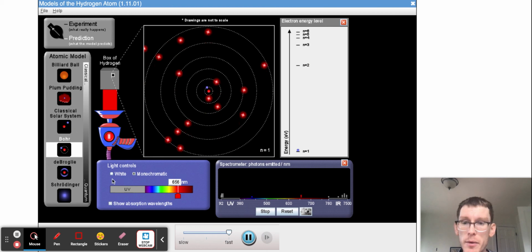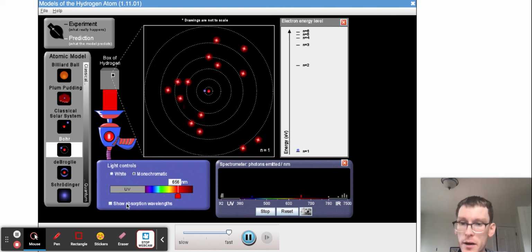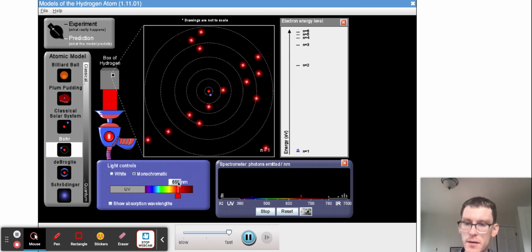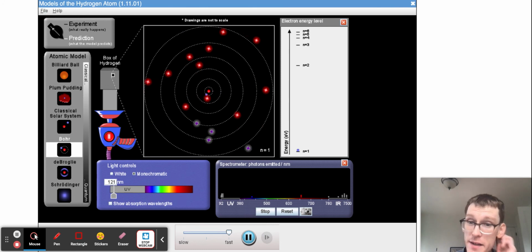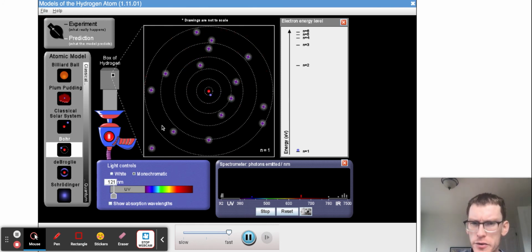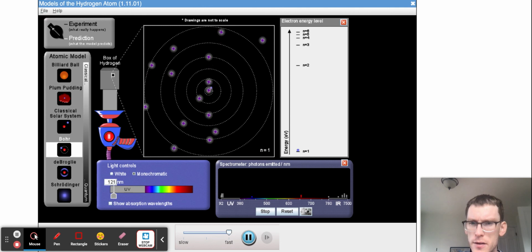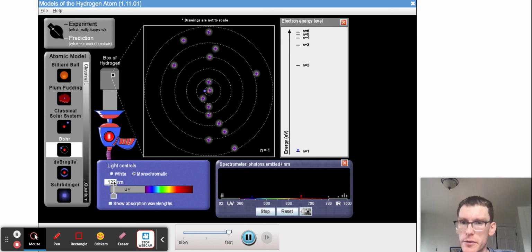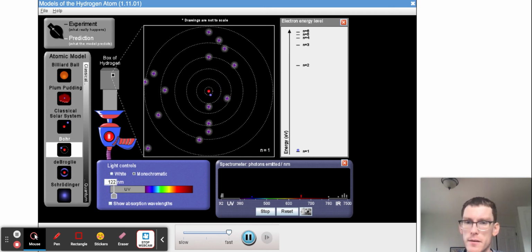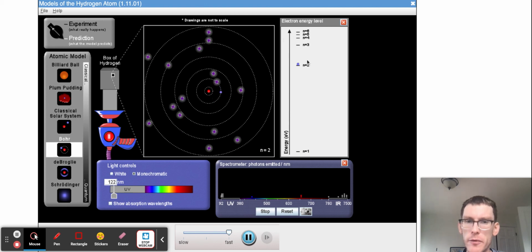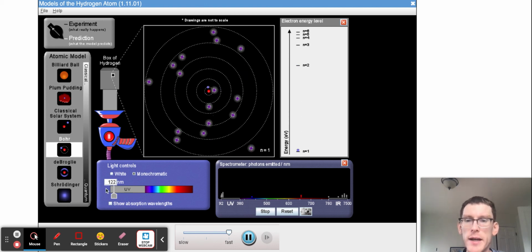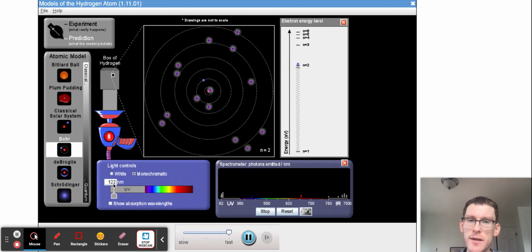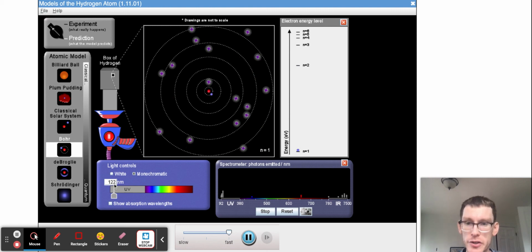But if we, for example, go with 121, and let's change this. That is exactly the energy required to bring the electron to the n equals 2 shell. Or, oh, it's 121.57, so it should be 122. Excuse me. And there we go. It moved up to the second shell. So light at 122 nanometers is exactly the right amount of energy to bring the electron from the n equals 1 to the n equals 2 shell.